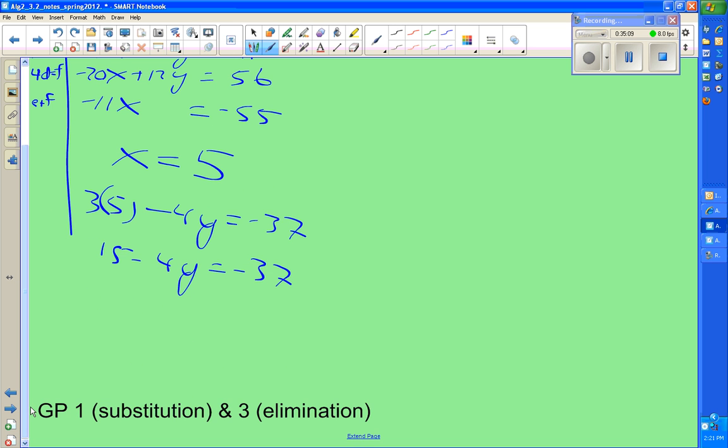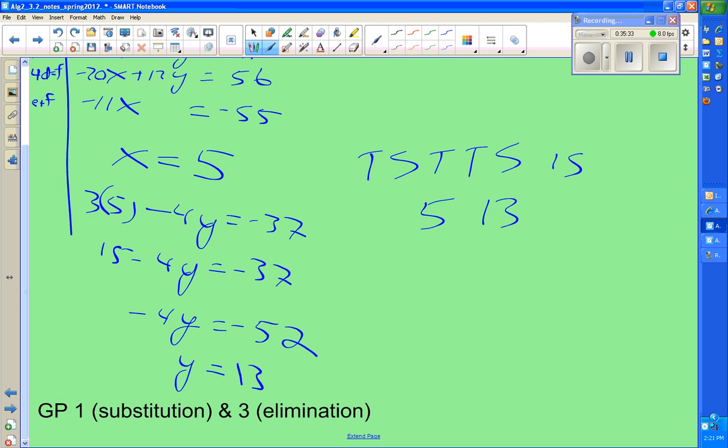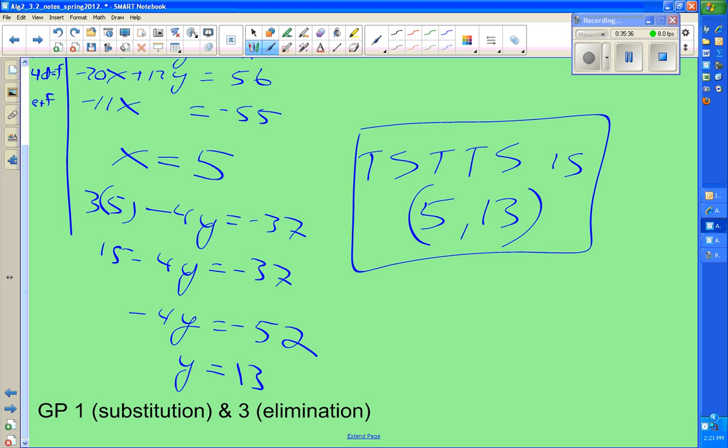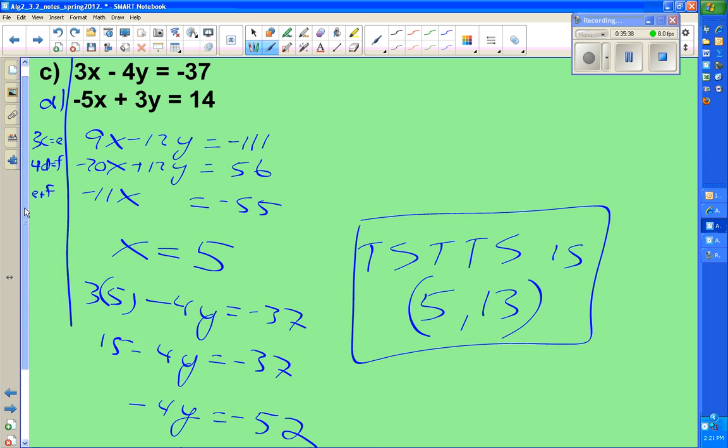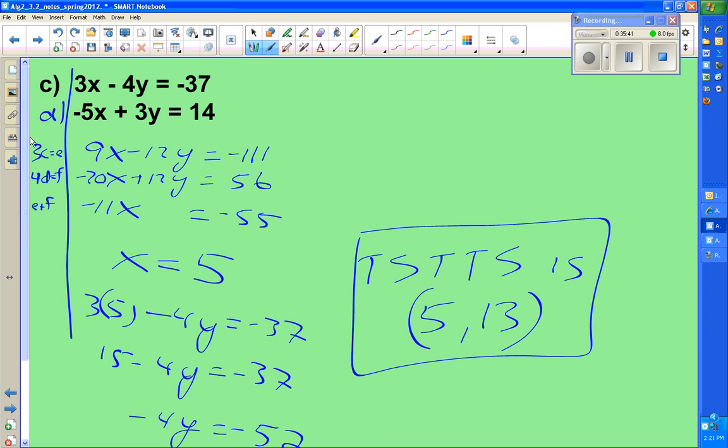The solution to the system is (5, 13). Now, we use the top equation to check the (5, 13). 5 times negative 5 is negative 25. 3 times 13 is 39. 39 minus 25 is 14. That's a good answer. Okay? You need to leave room on your paper to do a great job on this. We're not going to smush it all into 3 lines.